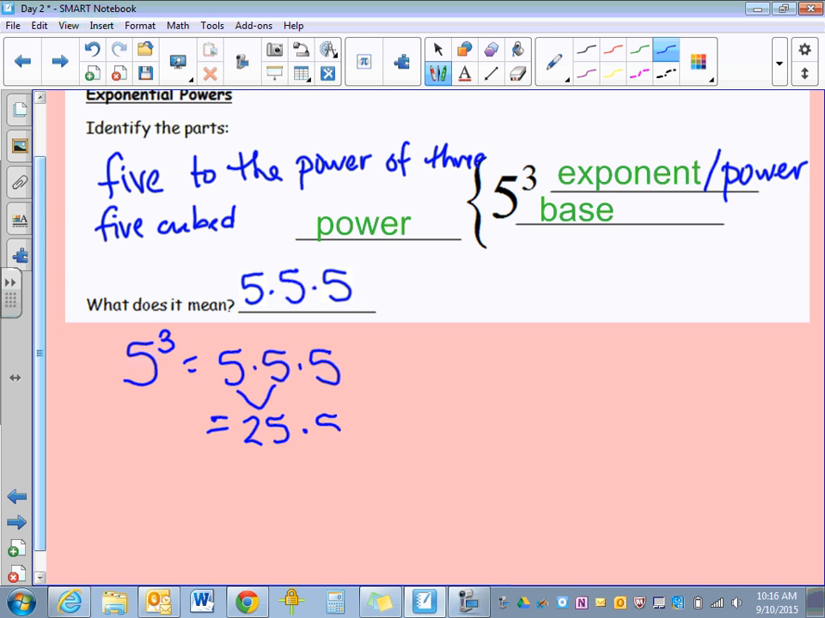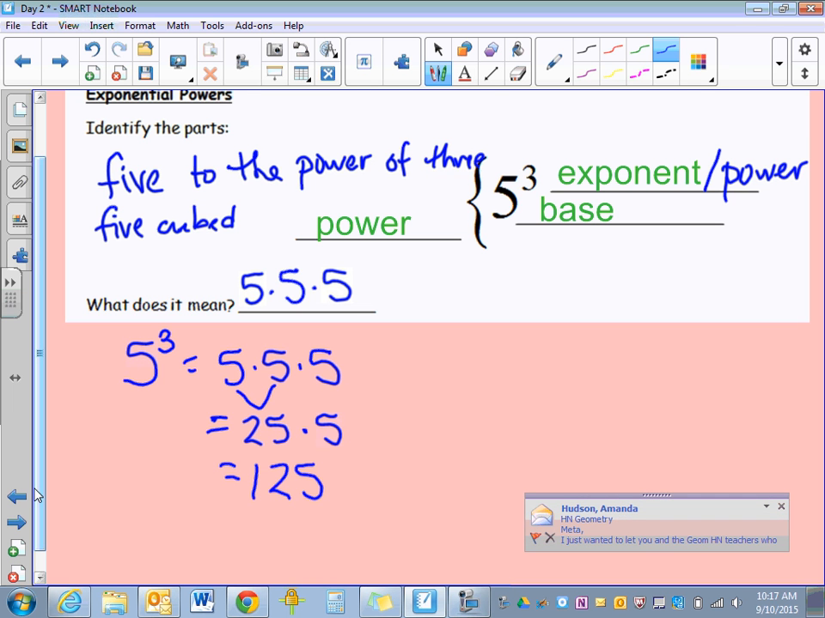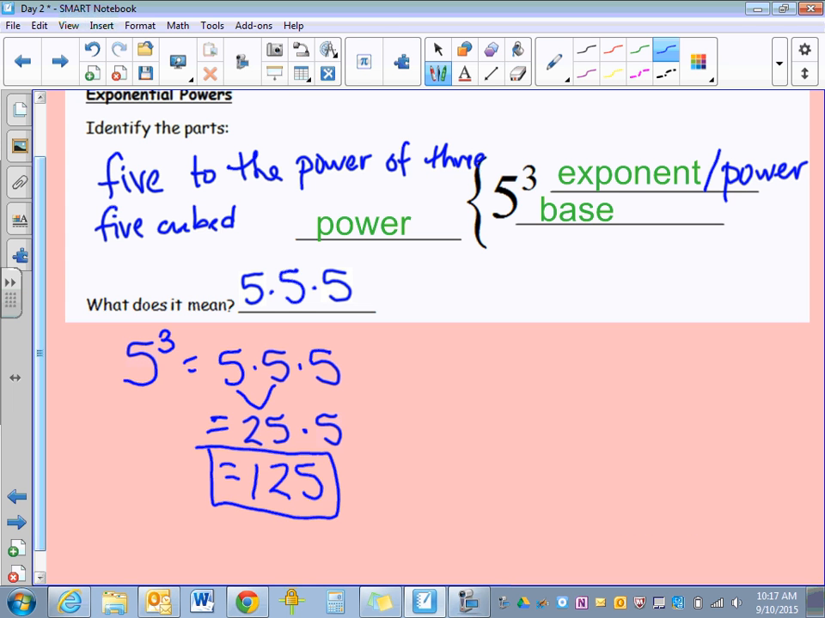Alright. Now does anybody know what 25 times 5 is? 125. Very good. Anytime that I'm dealing with groups of 25, I think of quarters, because a quarter is worth 25 cents, right? So if I have 5 quarters, that's $1.25. 125. So good. 5 cubed is equal to 125. Any questions on this?